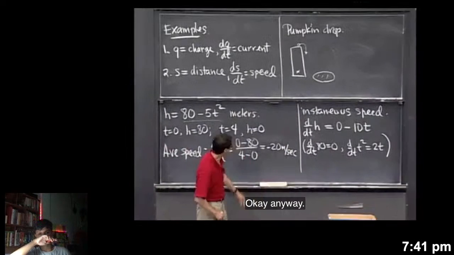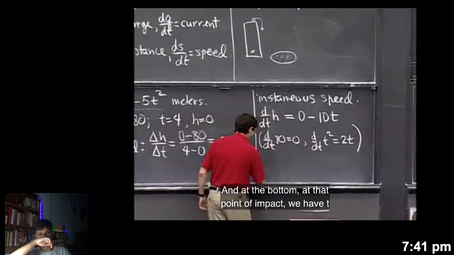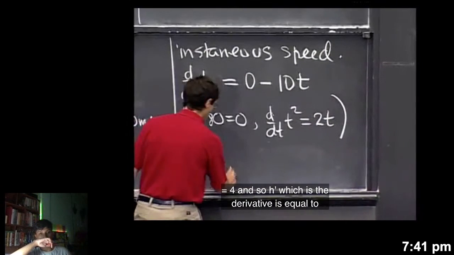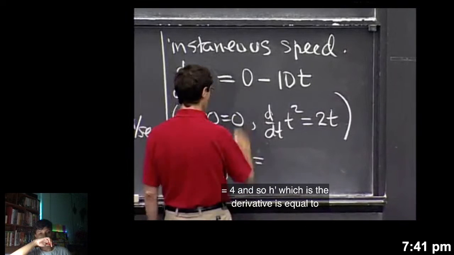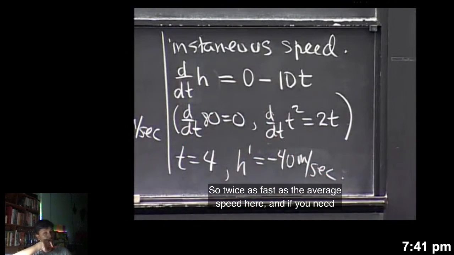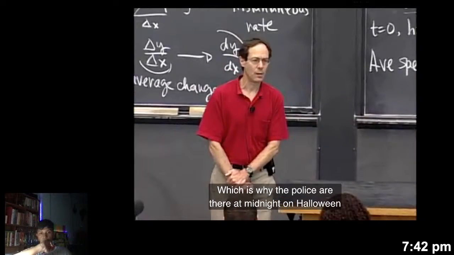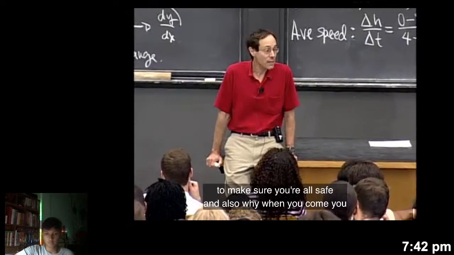Okay, anyway, back over here, we have our rate of change, and this is what it is. And at the bottom, at the point of impact, we have t is equal to 4, and so h prime, which is the derivative, is equal to minus 40 meters per second. So it's twice as fast as the average speed here. And if you need to convert that, that's about 90 miles an hour, which is why the police are there at midnight on Halloween to make sure you're all safe.